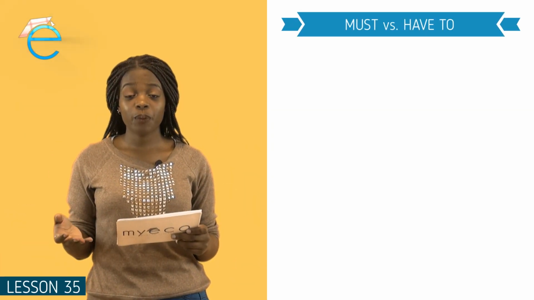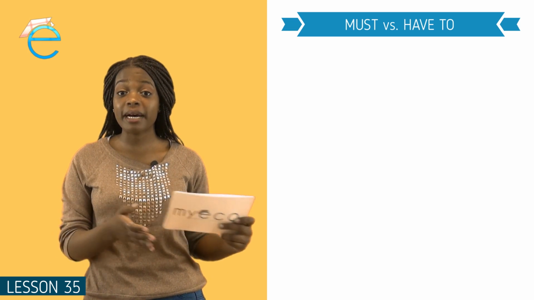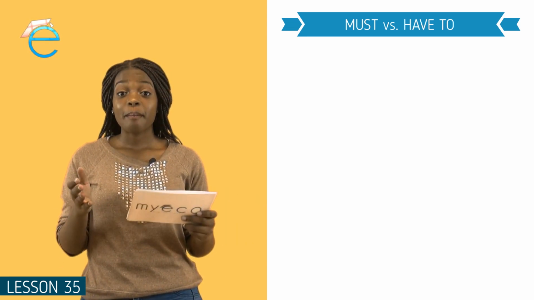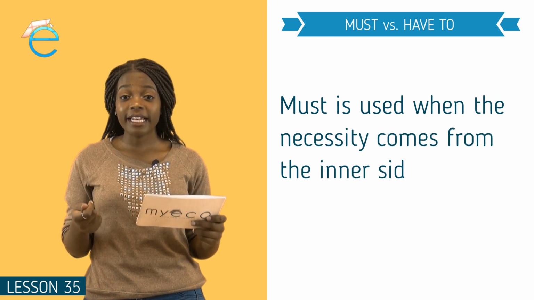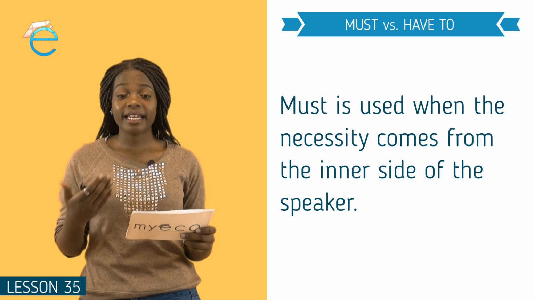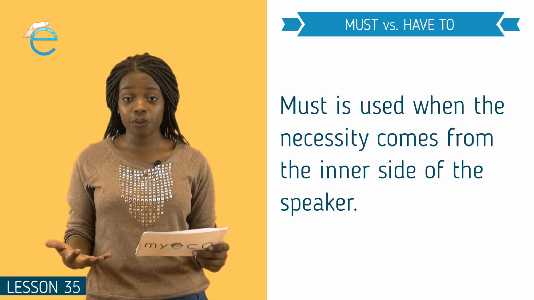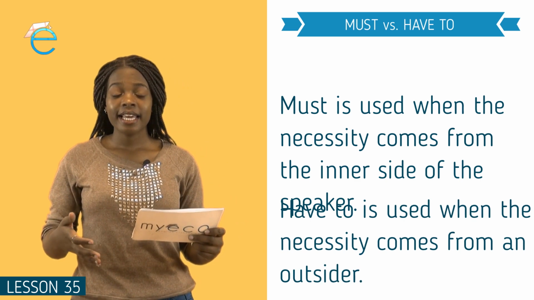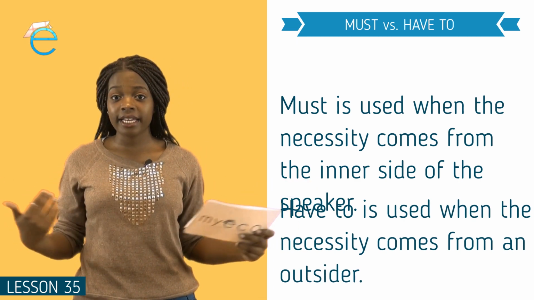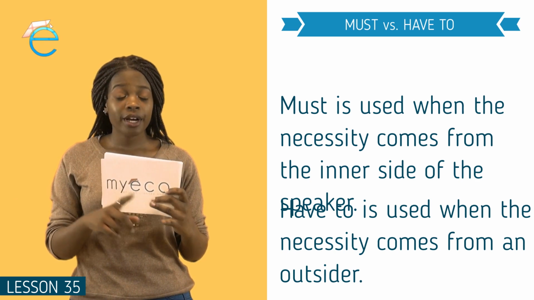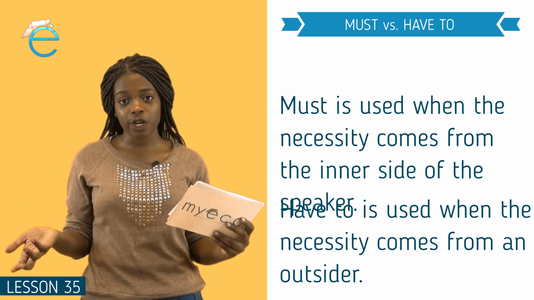Okay, so at the beginning of the lesson, I told you that we would look at the difference between must and have to. So, let's do that now. Must is when the feeling of necessity comes from within. So it's something that I think I need to do. Have to, on the other hand, is when the necessity comes from an outside external force. So a rule, a law, a teacher, or a parent, for example.